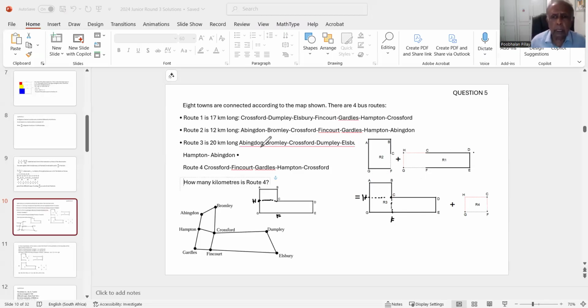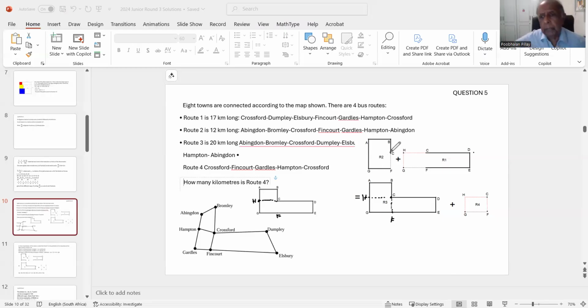And route 3 is A, B, C, D, E, F, G, H, A. So route 3 is actually this entire thing. Right, so this is route 3. Now, the question is, how many kilometers is route 4? Route 4 is C, F, G, H, C. So there it is, C, F, G, H, C. So route 4 is this part here.